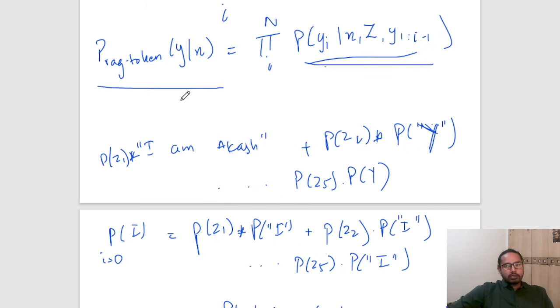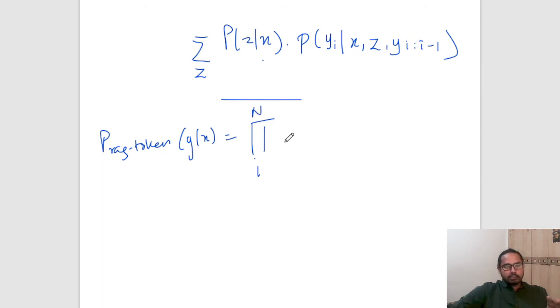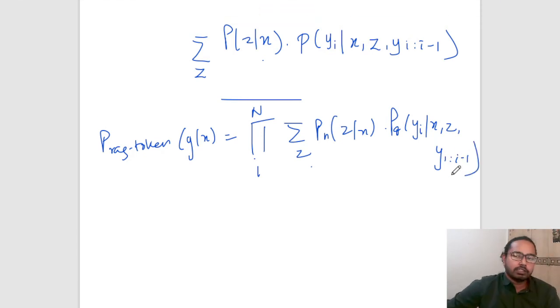So the ultimate value, we can rewrite as the probability of RAG token for a target sequence y given x, equal to the multiplication over each token of the summation over all the retrieved blocks of p eta of z given x, times p theta, which is given by our QA model, of that particular token given x, the context, this particular retrieved block, and all the tokens that came before it. So this is the formulation in the RAG token model.